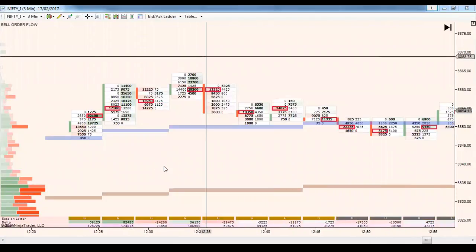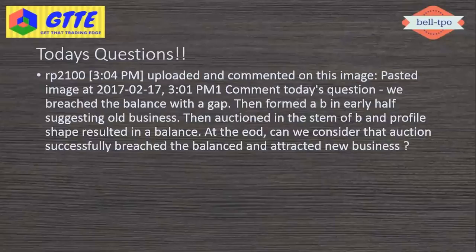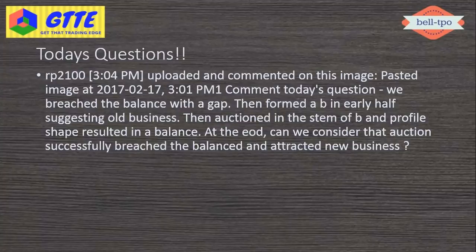Now there was a question. Let me go to that. Question was posted by RP. The question reads that we breached the balance with a gap, then formed a B in early half, suggesting old business. Then auction in the stem of the B and profile shape resulted in a balance. At the end of the day, can we consider that auction successfully breached the balance and attracted new business? Now that is precisely what I was trying to mention.